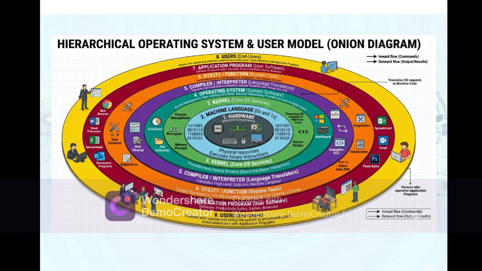This is the hierarchical structure of the operating system. This is also known as the onion diagram. Here there are 8 layers. First layer is the hardware layer. Second layer is the machine language layer. Third one is the kernel. Fourth one is the operating system. Fifth one is the compiler. Sixth is the utility function. Seventh is the application program. And eighth is the user interface, also known as the end user.